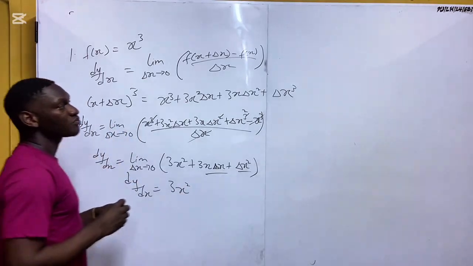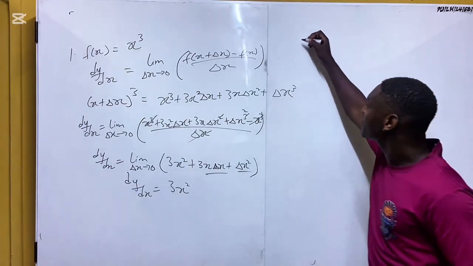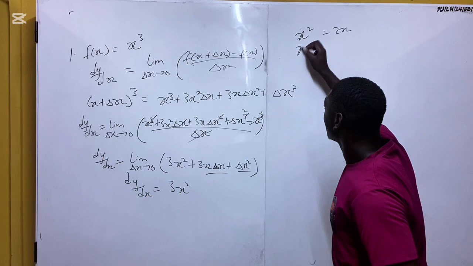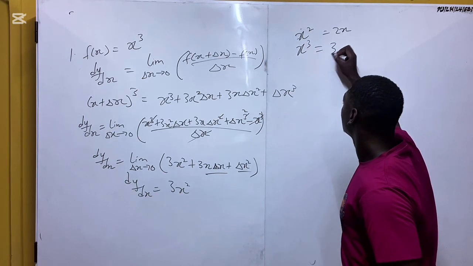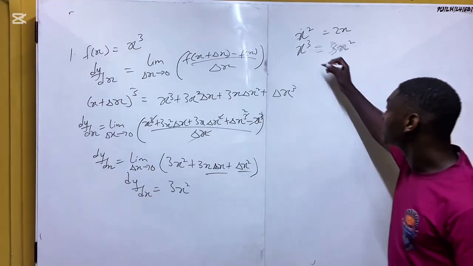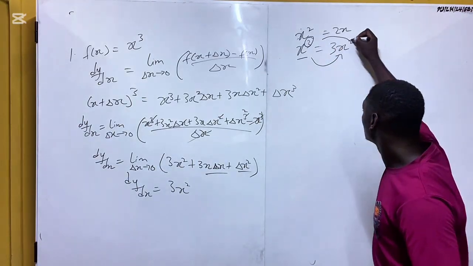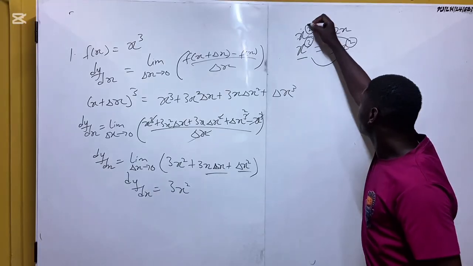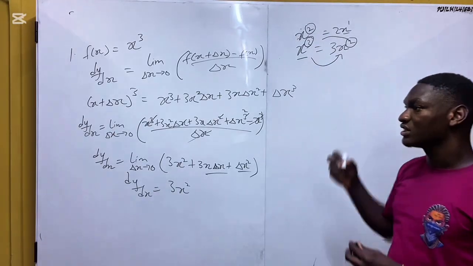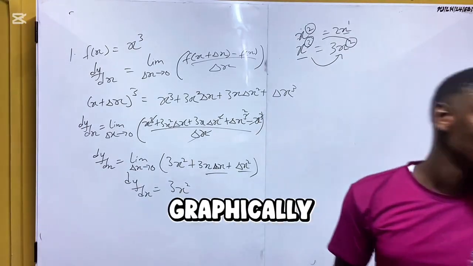Now notice, if you made a very good observation, you realize that when we differentiated x squared, we had 2x. When we differentiated x cubed, we had 3x squared. What is that telling us? We can see that when we differentiate a cubic function, we get a quadratic function, 3 to 2. When we differentiated a quadratic function, we had a linear function. Whenever you differentiate a function, its power reduces by 1. You can even see that graphically.